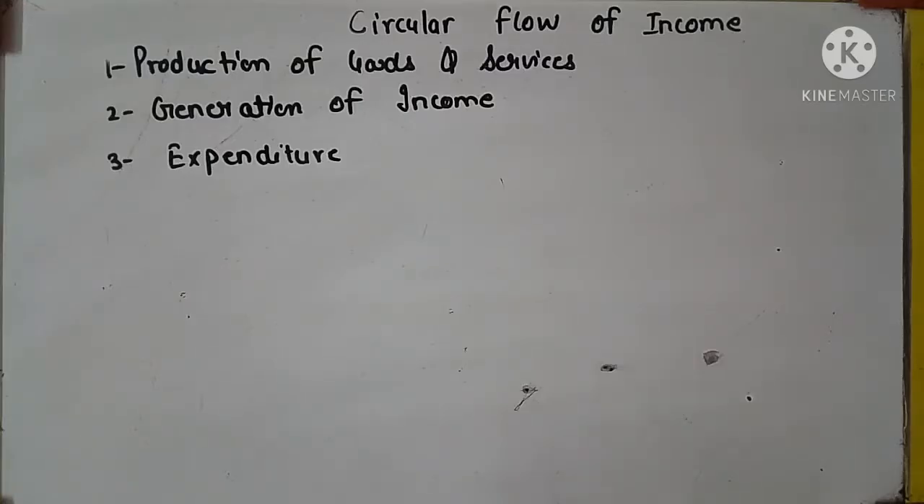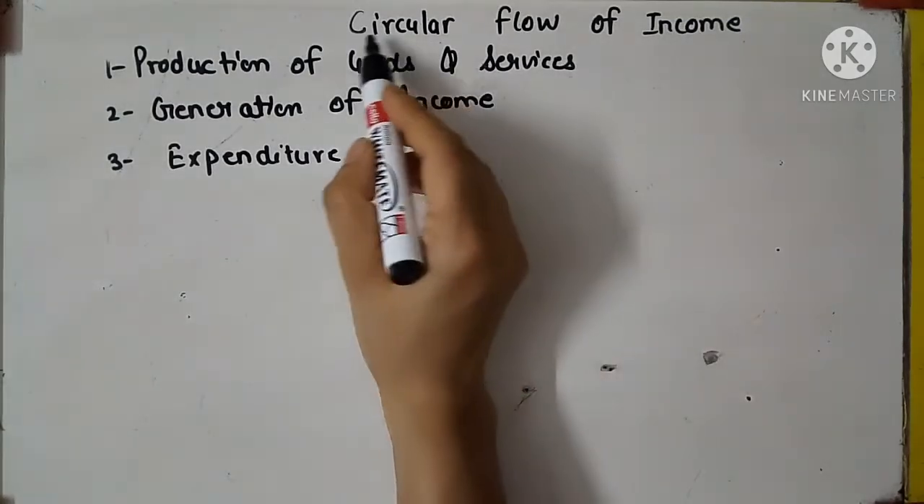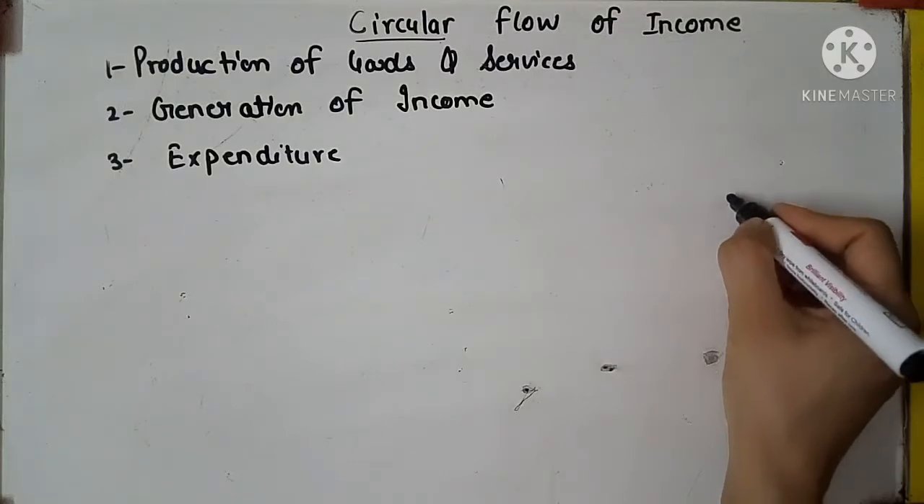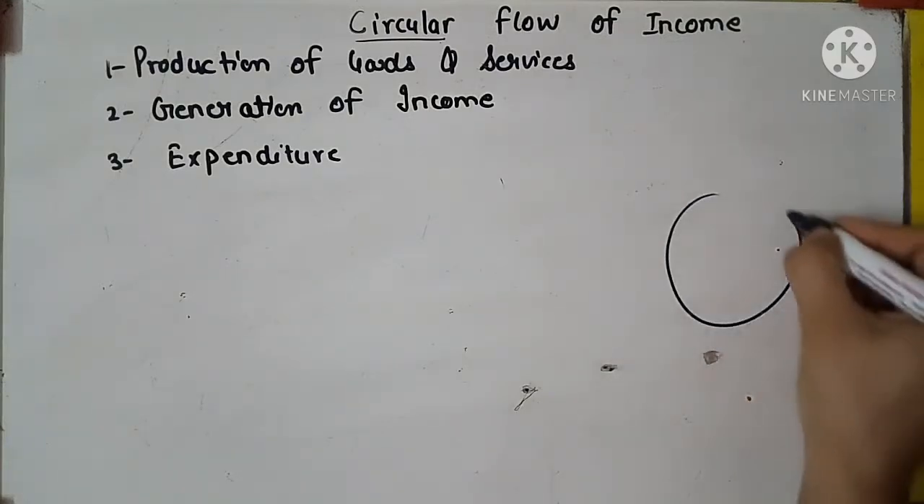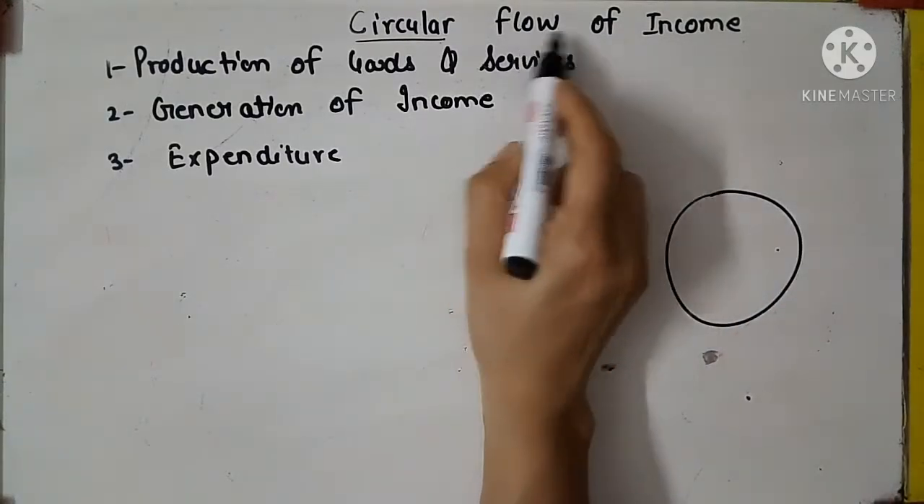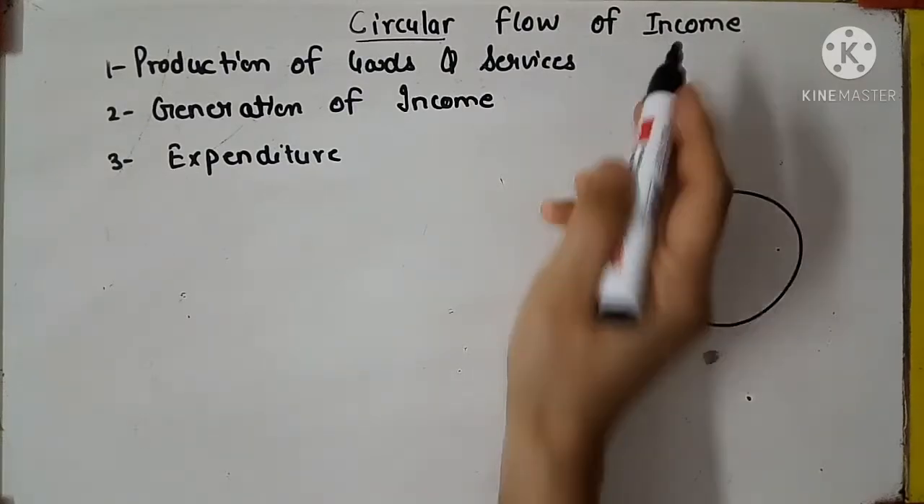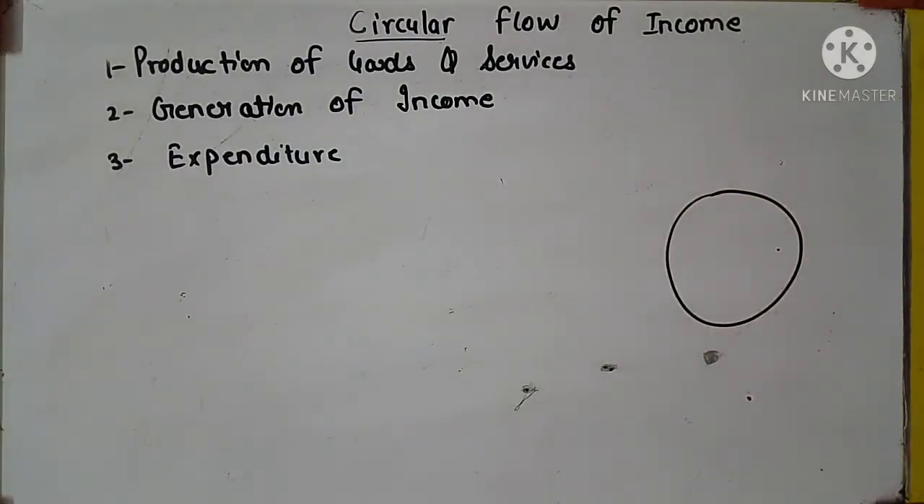Our next topic is circular flow of income. As is clear from the heading, circular means it would be in a circle. Flow of income means there is a rotation of income, or moving around of income.